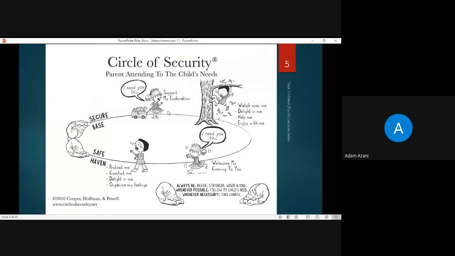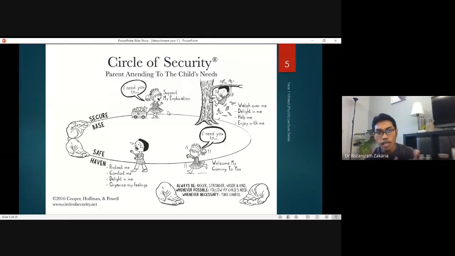Dekat parents. Dia akan come back to me. Why kenapa dia balik to me? Why does he come back to me? Because the theory is parents yang attached to the child become secure base. Dia macam kalau askar kan kita panggil base kan. Any problem, balik semula ke pangkalan, come back to base. So basically the properly attached child will have a secure base.